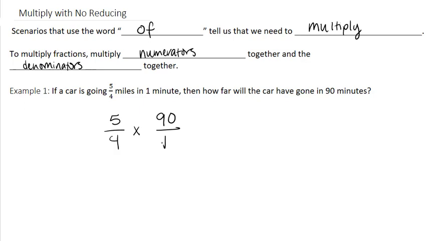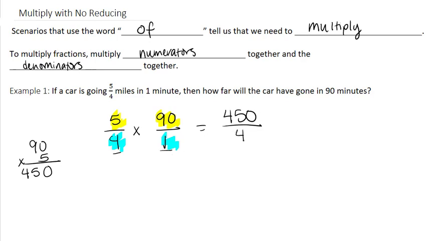And so what we do is we multiply the numerators together, and then we multiply the denominators together. So we would go 90 times 5. So 0 times 5 is 0. 5 times 9 is 45. So we get 450. Then 4 times this 1 is equal to 4. So we would say the car will travel 450 over 4 miles in the 90 minutes.